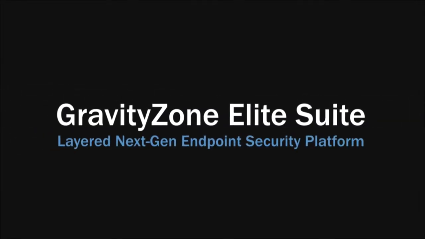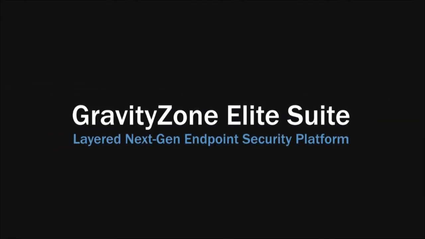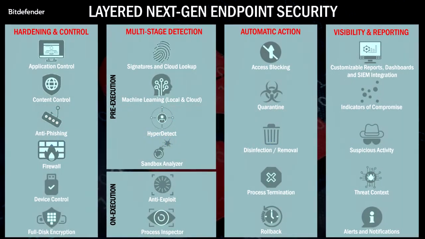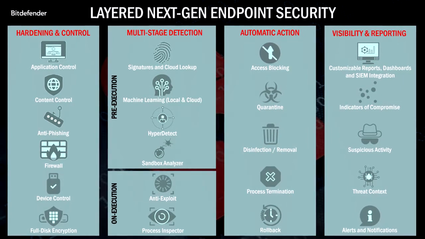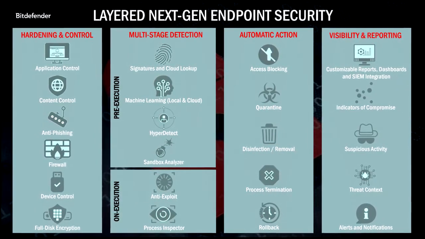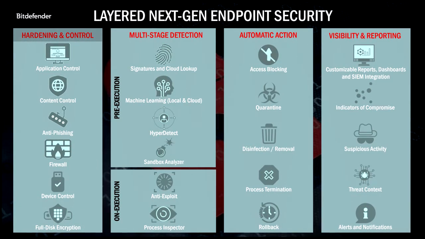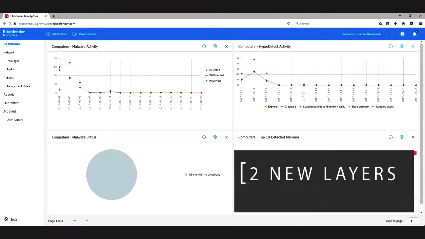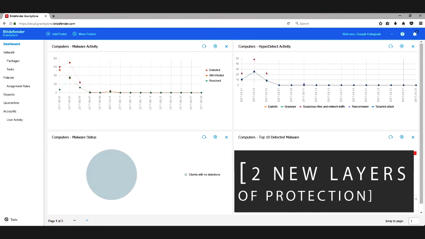Bitdefender GravityZone Elite Suite provides a layered next-gen endpoint security platform to protect your enterprise against the full spectrum of sophisticated cyber threats with speed and accuracy. The comprehensive platform includes endpoint control to harden your systems and reduce your attack surface with multi-stage detection techniques and automatic remediation. In this demo, I'm going to show you two new layers we've added to Bitdefender GravityZone to stop advanced attacks at the pre-execution stage.